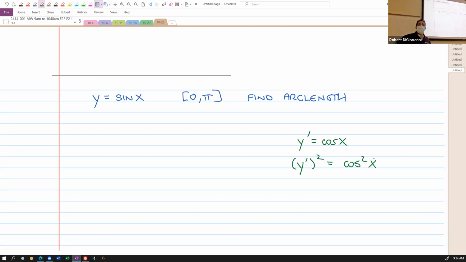Just set the integral up, right? Okay, so the integral is going to go from 0 to pi. And then it's going to be the square root of 1 plus cosine squared x, not minus. Gosh, I wish it was minus, but it's not. It's plus. How do you integrate that?